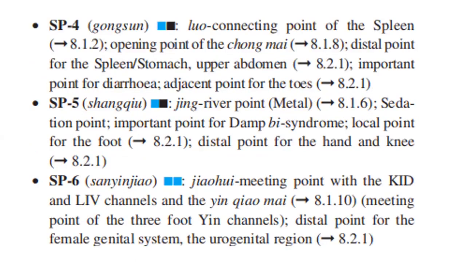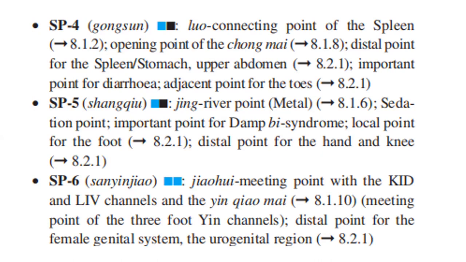Spleen 4, Luo connecting point of the spleen, opening point of the Chong Mai, distal point for the spleen, stomach, upper abdomen, important point for diarrhea, adjacent point for the toes. Spleen 5, Jing river point, metal, sedation point, important point for damp bi syndrome, local point for the foot, distal point for the hand and knee.